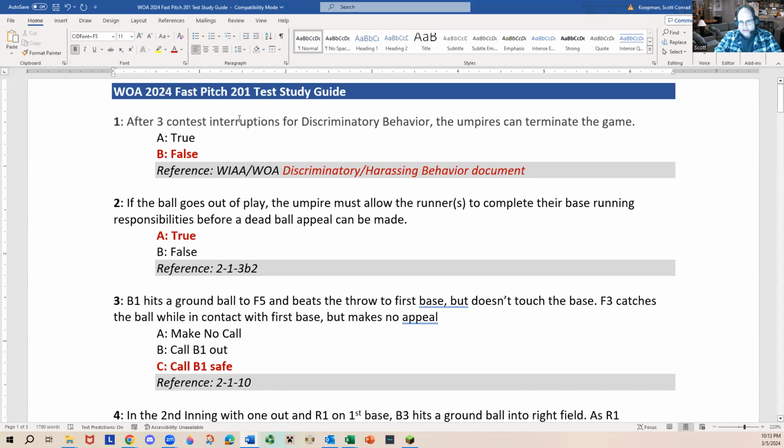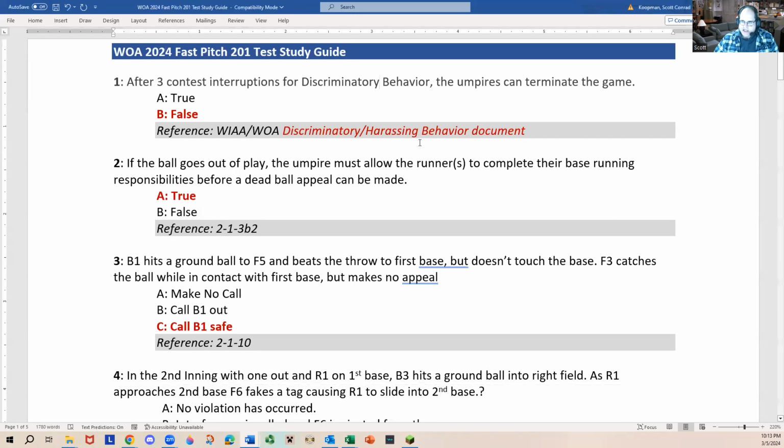This is the study guide for the 201 portion of the Fast Pitch Softball Test, as administered by the Washington Officials Association for umpires that are trying to be certified Washington officials in fast pitch softball. This is not valid for slow pitch softball, but just for fast pitch. So here we go. We got 25 questions. Let's walk through all of them.